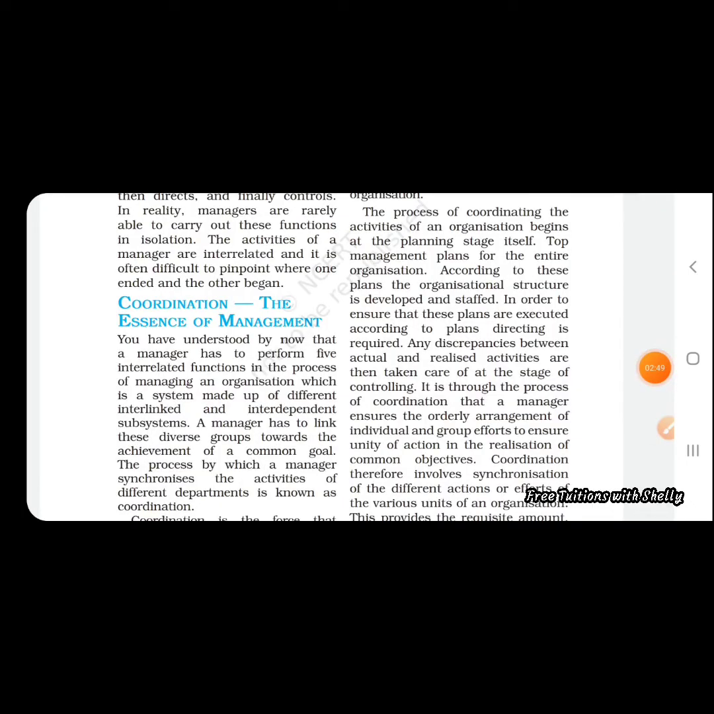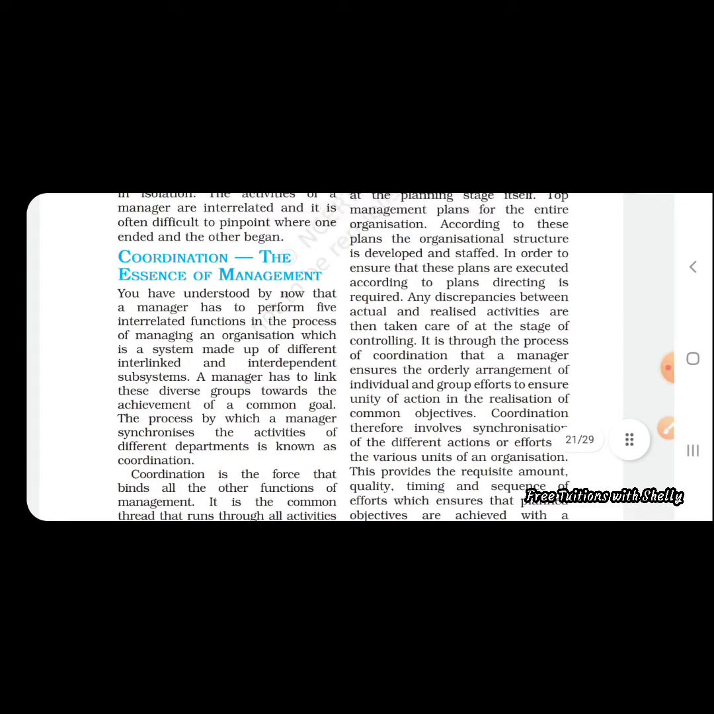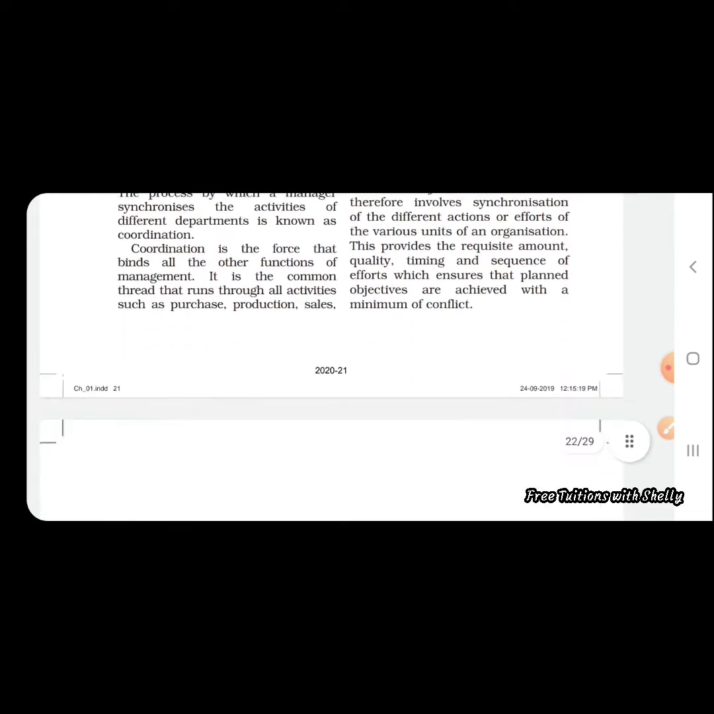Then the last function is coordination. This function is known as the essence of management, coordination, because different departments are found in an organization, like production department, marketing department, finance department, human resource department. All these departments need to be coordinated and well managed. Communication and understanding between all these departments is necessary. That is why coordination is known as the essence of management.